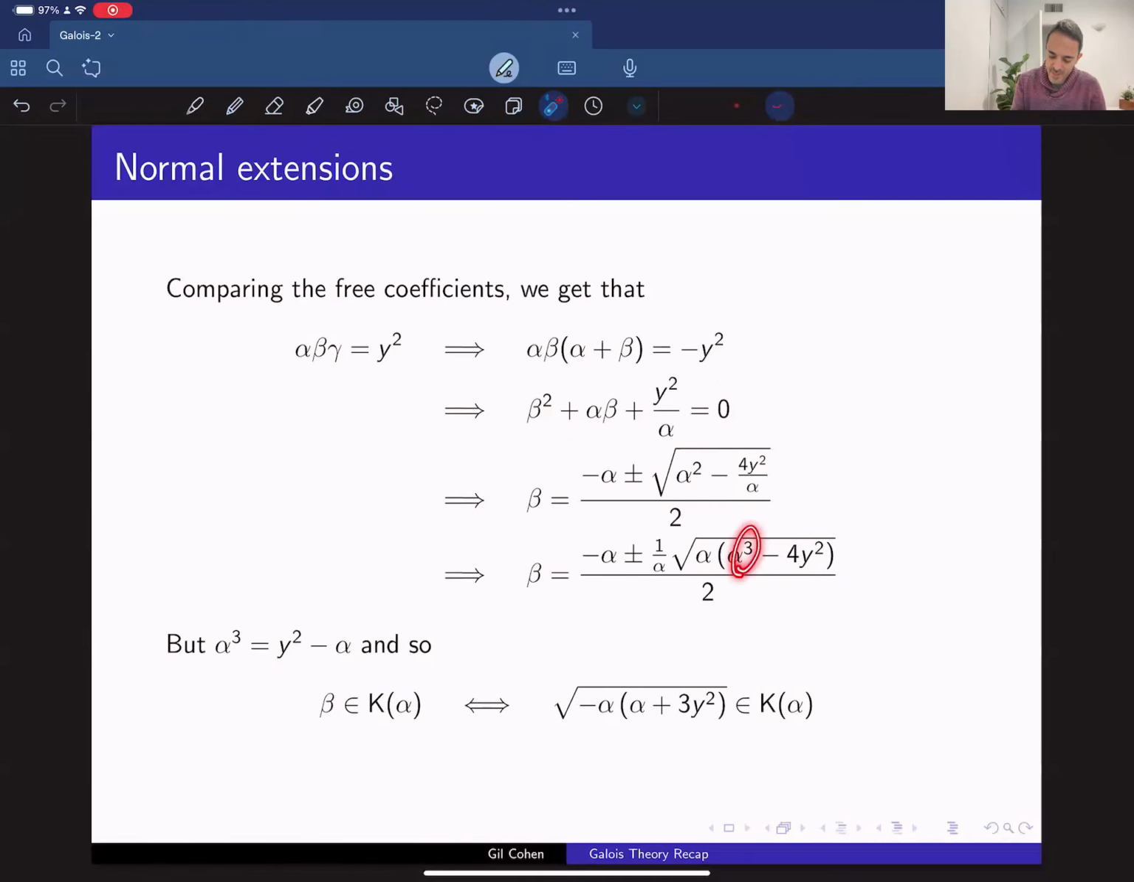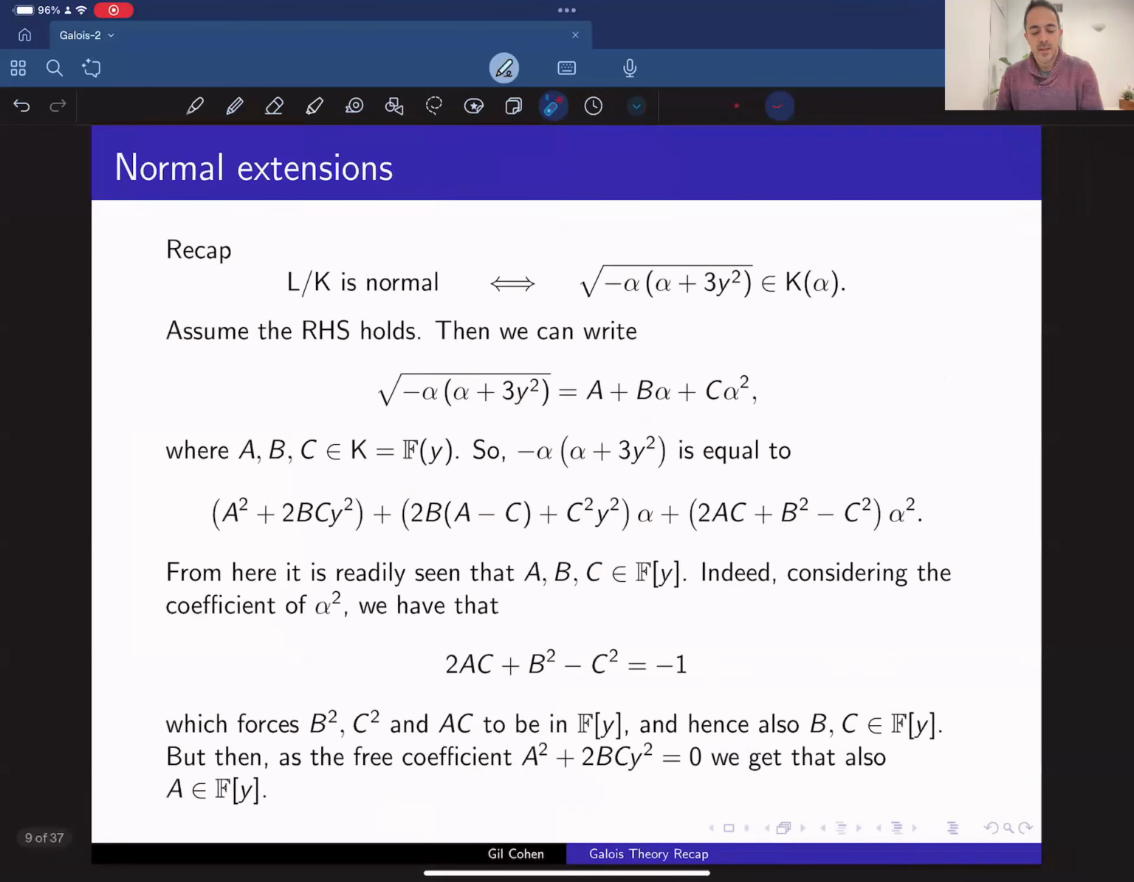So you can replace this alpha squared by this expression, and then the question of whether beta is in K(alpha) boils down to the question of whether this square root, when you plug in this instead of alpha cubed, which is this thing, is also in K(alpha). So that's really a more arithmetic question now, whether this expression is in K(alpha). And that's the condition for normality here.